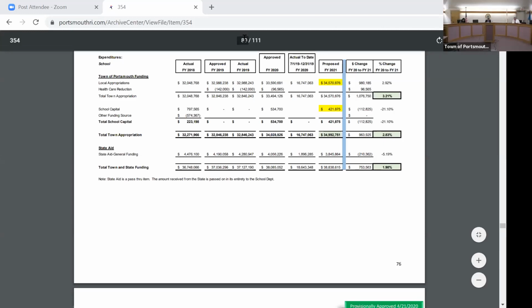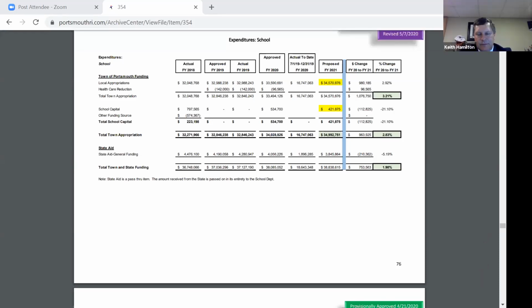So adding those two together, we're asking for provisional approval of $34,992,751, the total town appropriation to the school. Keith Hamilton, so moved. Mark Ryan, seconded. All those in favor? Ms. Jukusa? Aye. Ms. Abbott? Aye. Mr. Hamilton? Aye. Mr. Katzman? Aye. Mr. Kelly? Aye. Dr. Ryan? Aye. And Mr. Aguirre? Aye. So motion passes 7-0. Now if you'll scroll to the next page.